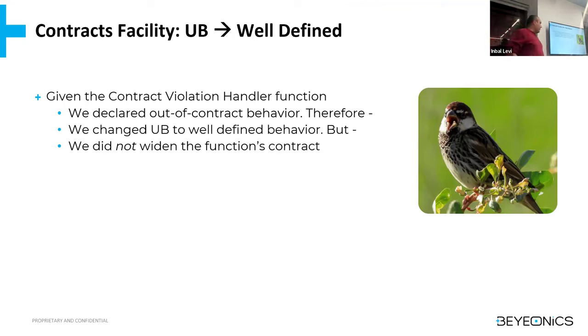So now I'll just summarize what we talked about. If we have a contract violation, given that we have a contract violation handler, we declared an out of contract behavior. We now know what to do. The contract violation handler will be called if we violated the contract. And if you're in the right semantic.